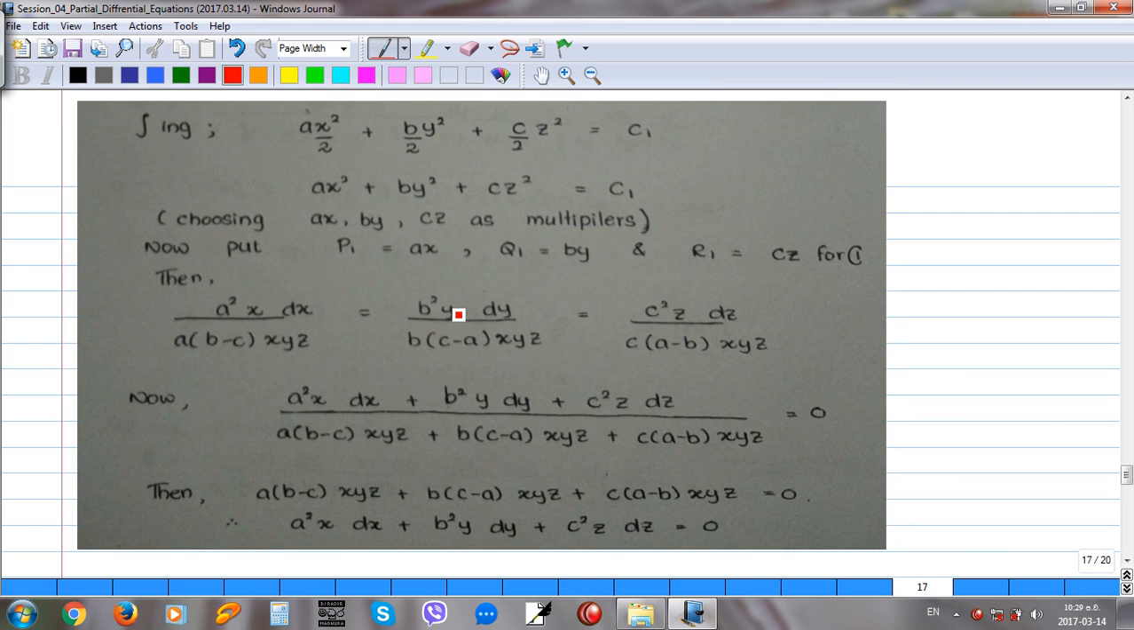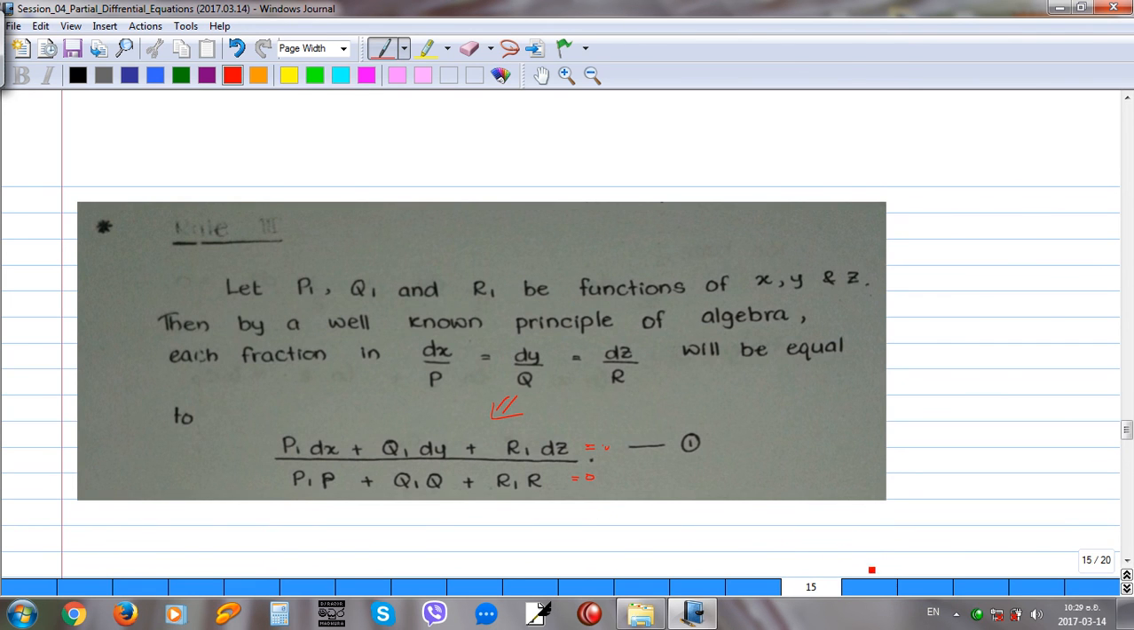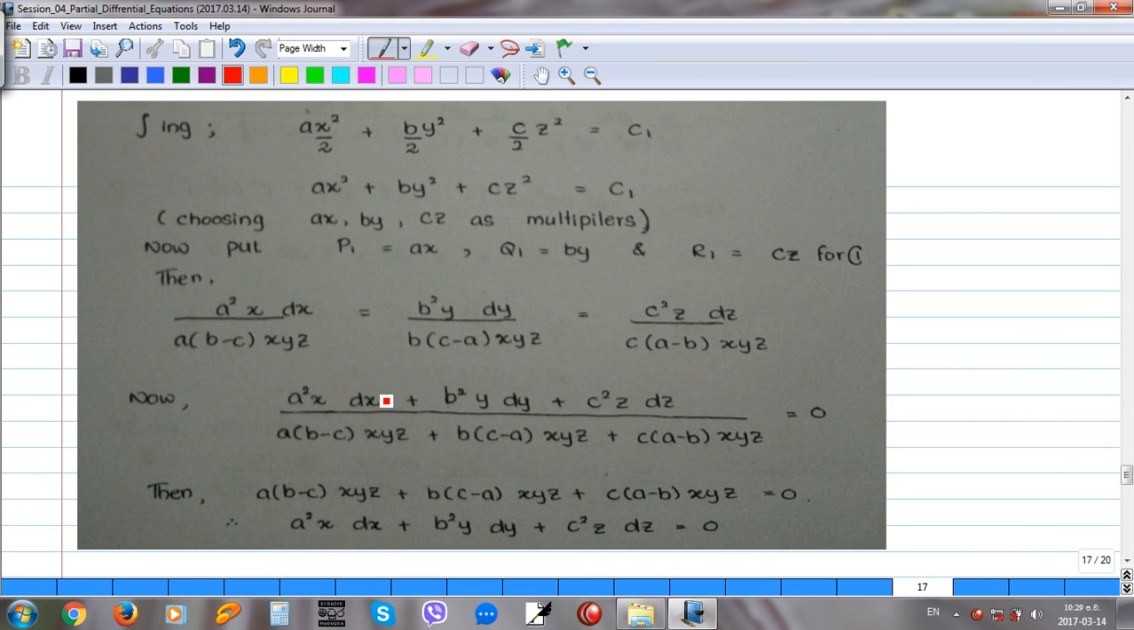Then q1 b square y dy, b times c1 c minus x y z equals, again you can write c square z dy times c over c times a minus b x y z. Again this is in that form, so you can use this equation and write in this form a square x dx. This part you can equal to 0. Again now to solve this you can equal this part to 0 and this part to 0. Then here that is done. Then you can integrate this one.